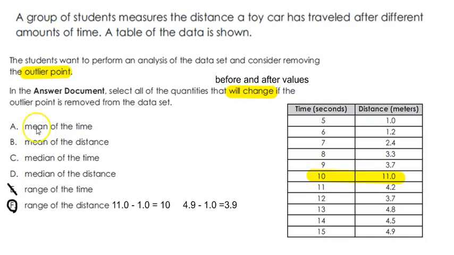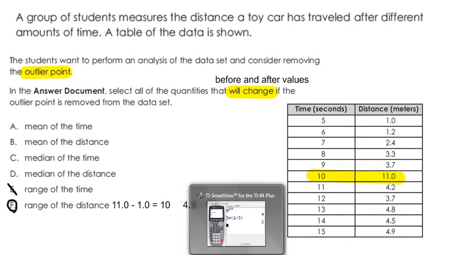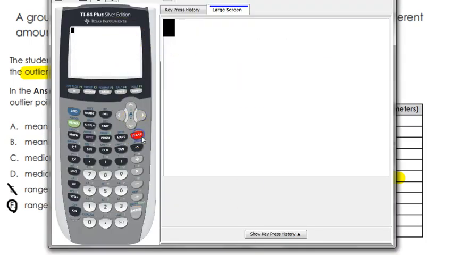The cool thing is that your calculator will help you if you don't feel comfortable with doing all of these calculations. I know the median isn't too bad because you just got to put everything in order and you start crossing off. And you have to do it with time and you have to do it with distance. And then you have to take out your outlier and do it again with time and distance. So it can take a really long time to do it by hand. Now, one thing you can do is in the calculator.